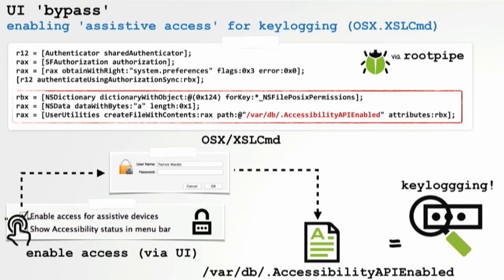So what happens in the background when a user clicks this button, it creates a file on the file system to indicate basically that that button was checked. So the malware just bypasses the UI and creates this file directly using this exploit. So once it does that, it can access all key presses and install a system-wide keylogger, again, without having to actually interact with the UI.